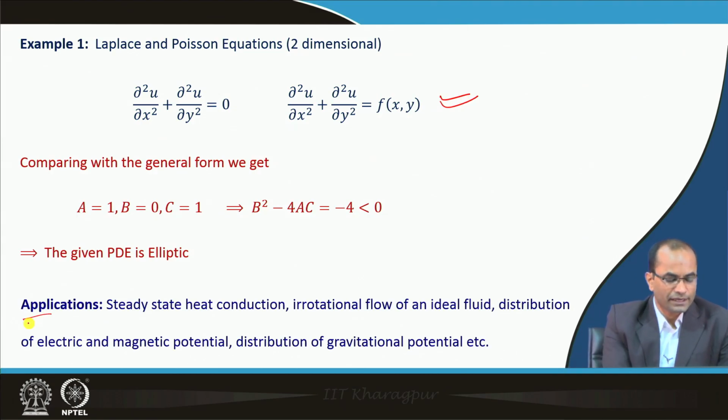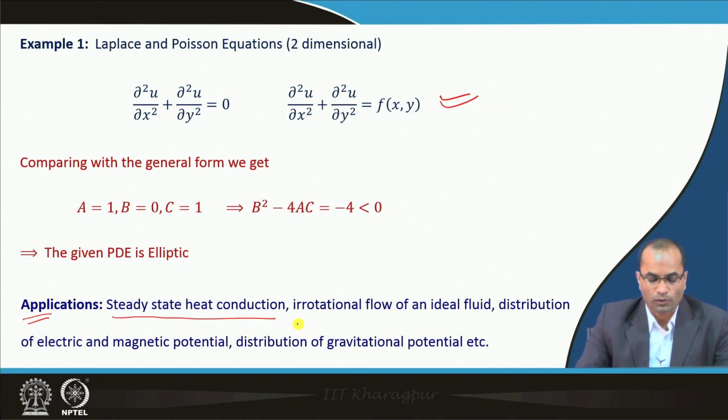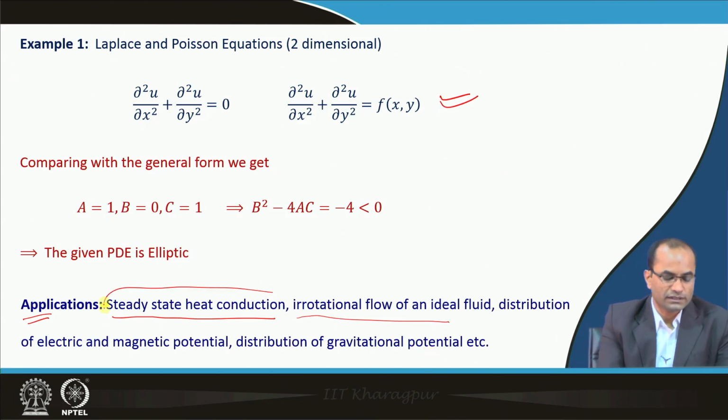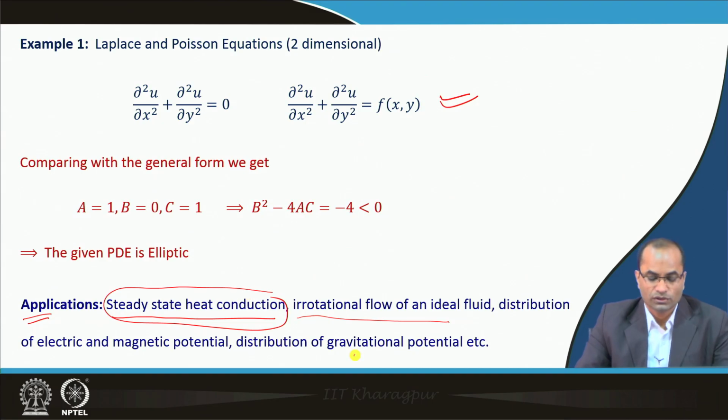It has several applications. For instance, steady state heat conduction problems, irrotational flow of an ideal fluid, the distribution of electric and magnetic potential, distribution of gravitational potential, etc. So, it has several applications, starting from the steady state heat conduction equation to the distribution of gravitational potentials, etc.